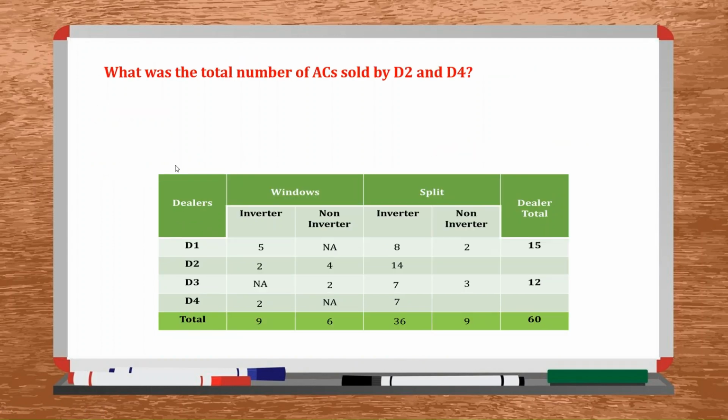Next, total number of ACs sold by D2 and D4. Since D1 and D3 together sell 27, D2 and D4 together will sell 33, because the total is 60. Hence the answer is 33.